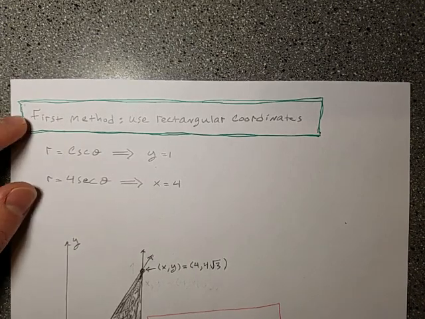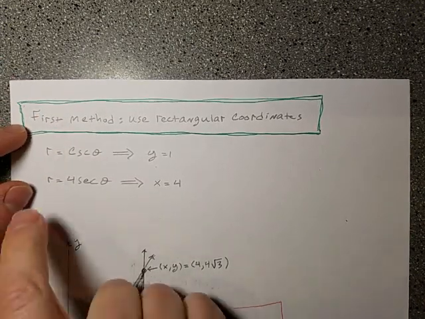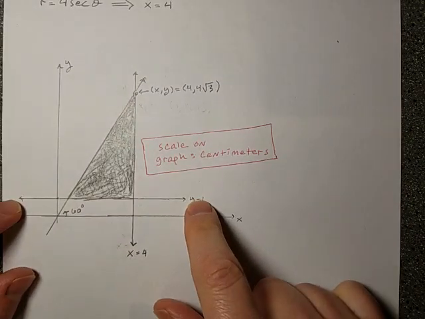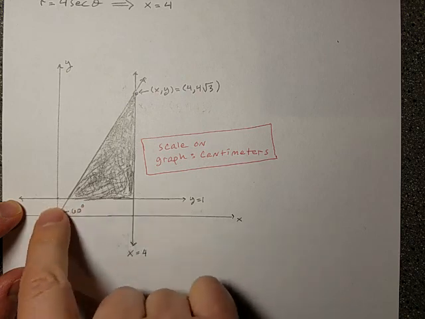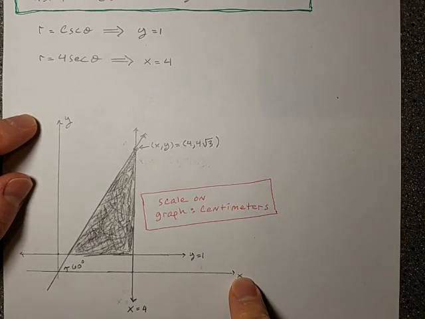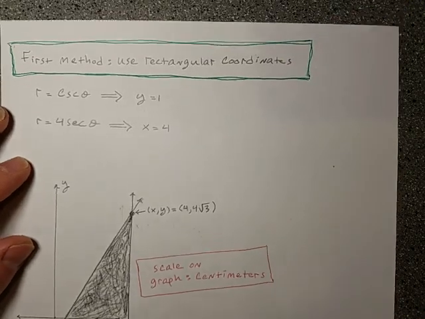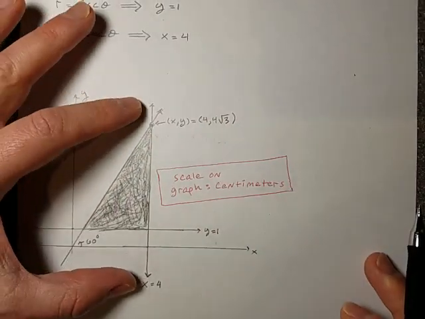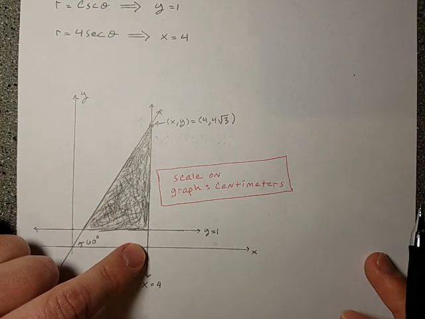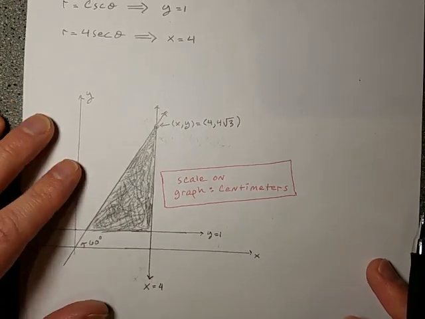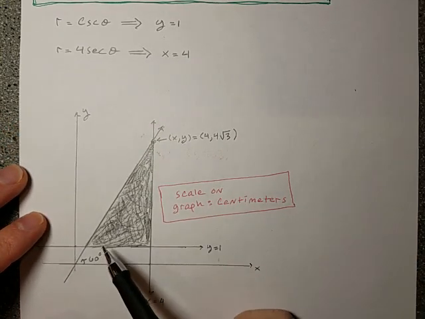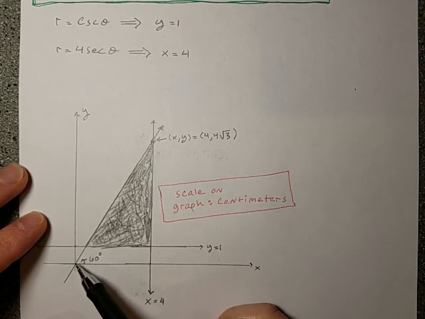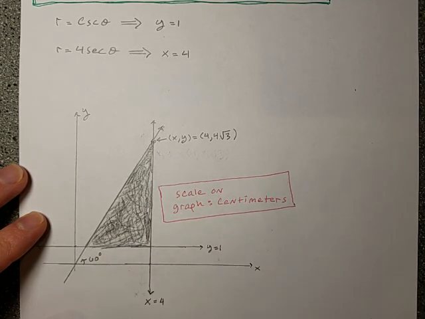Okay, so my first method, I'm going to use rectangular coordinates. r is cosecant of theta converts to y is equal to 1, and that would be this horizontal line that goes through 1 on the y-axis, where my graph here is the rectangular graph, x and y. r is 4 secant theta converts to x is equal to 4, and that's going to be a vertical line at 4 on the x-axis. And that last thing that they gave us was theta is pi over 3, so that means that we have a line going through the origin at 60 degrees to the positive x-axis.